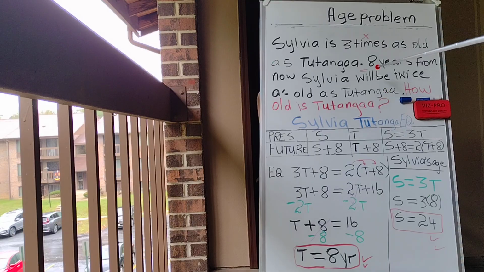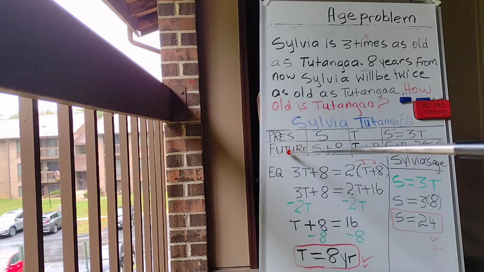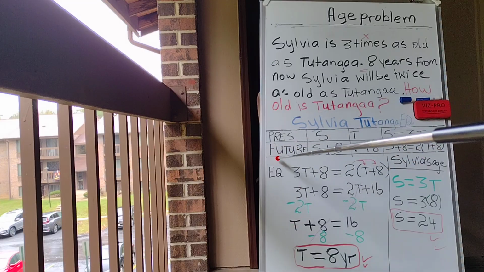Now let's take a look at what is happening here. This might be a problem to translate: 3 times means multiplication. And when we come here, Sylvia will be, "will" is an equal sign. So now we choose a table to organize our information. Here we have the present, that is the time now, and this is the future.